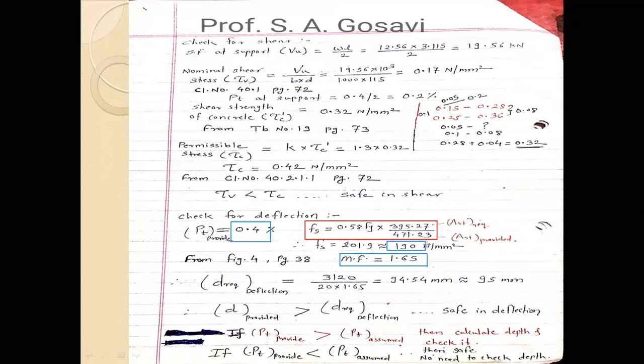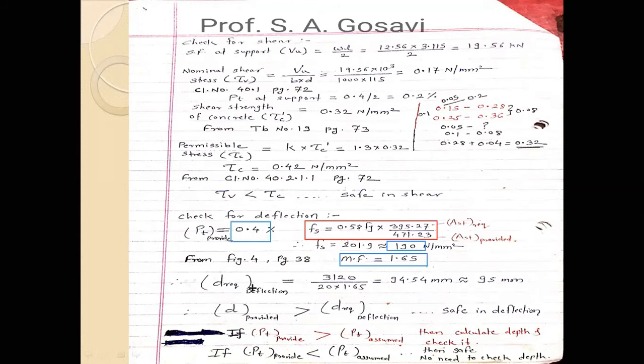Instead of 1.65, if you take 1.6, then also it is okay. If you take 1.7, then also it is okay. You have to take that value by judgment where it will come. So 1.65, that is the modification factor.